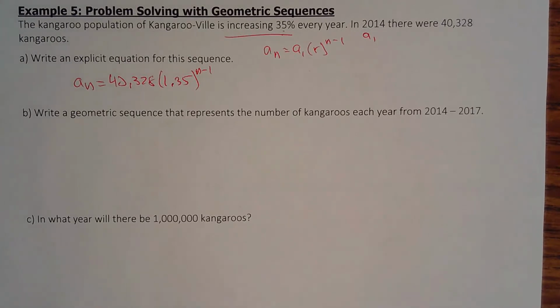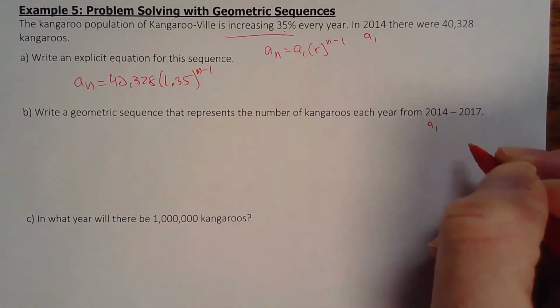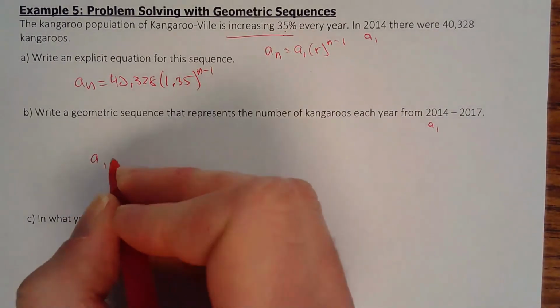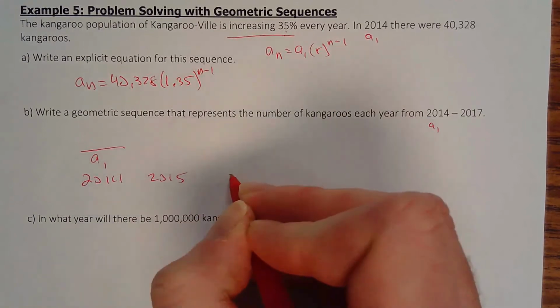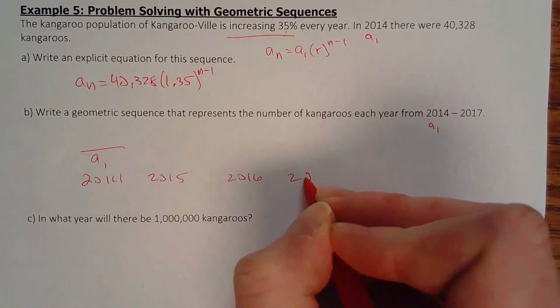Write a geometric sequence representing the number of kangaroos. So again, 2014 is a sub 1. That's 2014. So we get 2015, 2016, 2017.